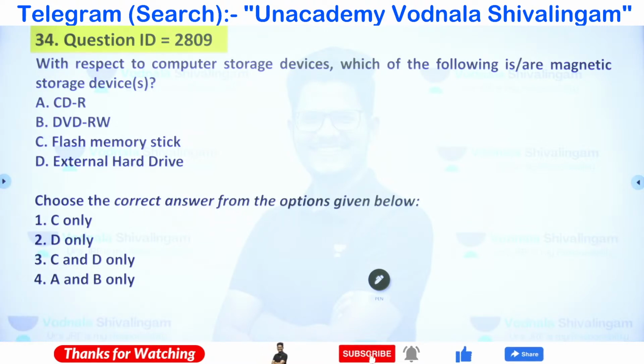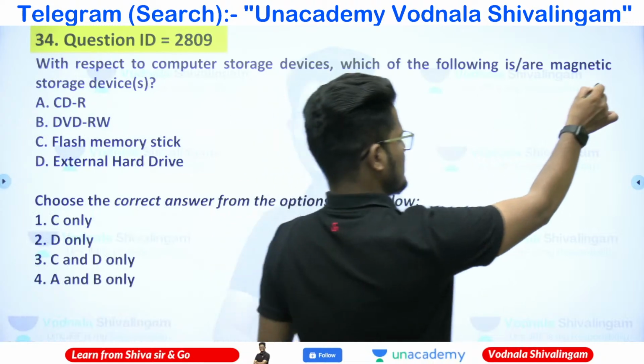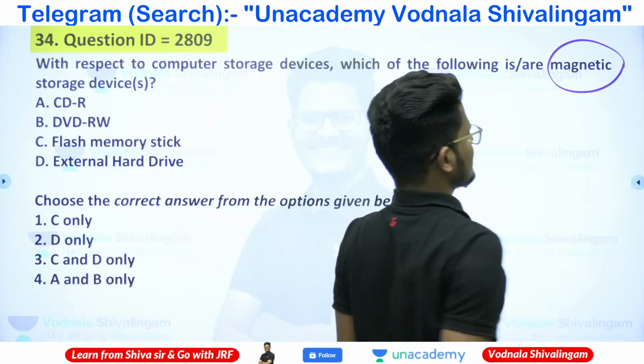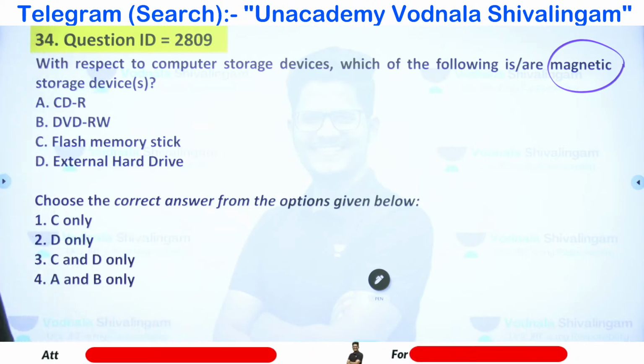So with respect to computer storage devices, which of the following are the magnetic storage devices? Look at the word magnetic, means these storage devices are made up of magnetic material.